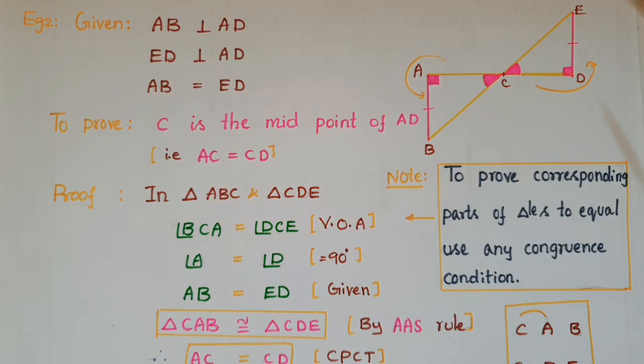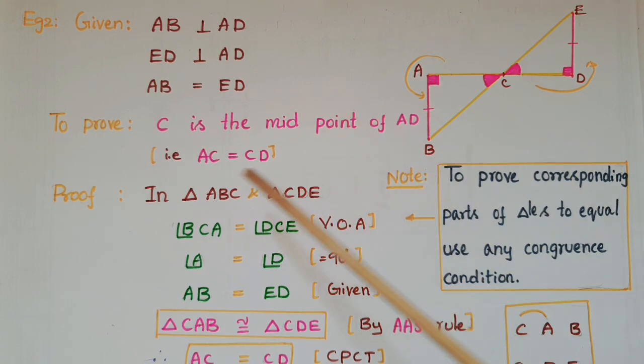This is another example. In this example, AB is perpendicular to AD, ED is perpendicular to AD, and AB is equal to ED. We have to prove that C is the midpoint of AD. So here C is the midpoint of AD means AC is equal to CD. So we have to prove that AC is equal to CD. So here AC is one side of this triangle ABC and CD is one side of this triangle CDE. So we have to prove that these two sides are equal. That means we have to use any congruence condition to prove these two triangles are congruent. Then we can equal the corresponding parts of these two triangles.